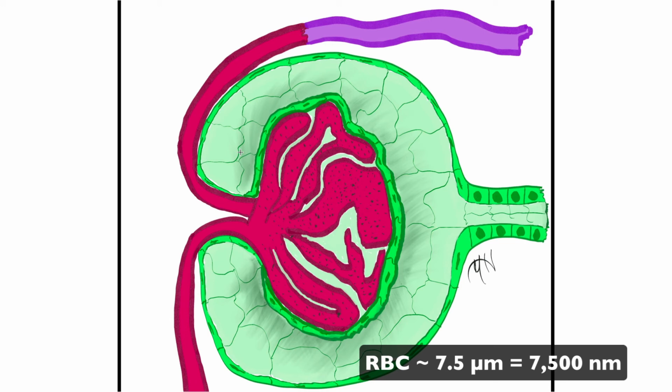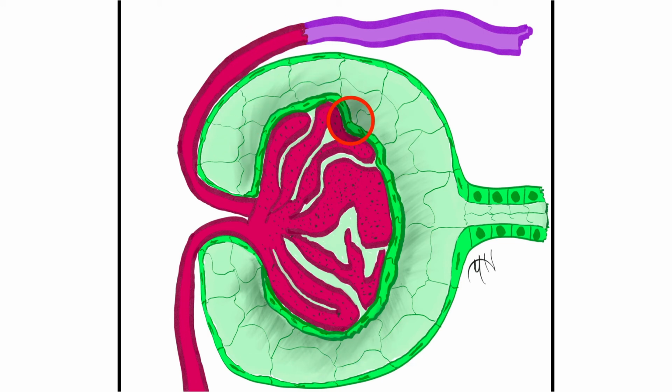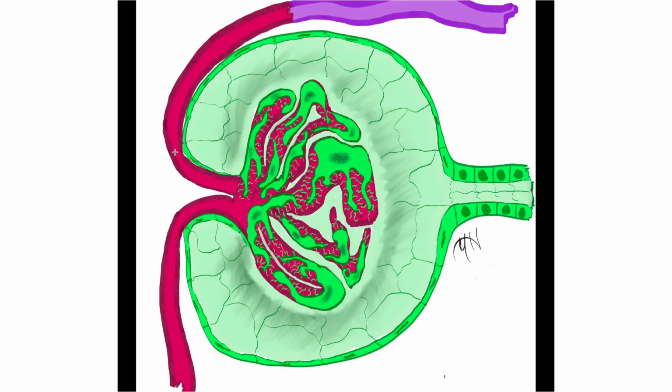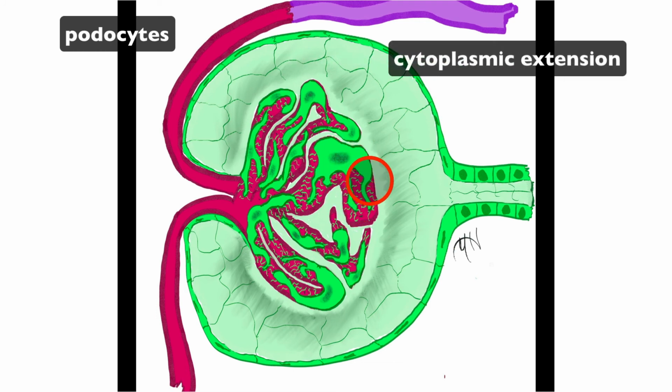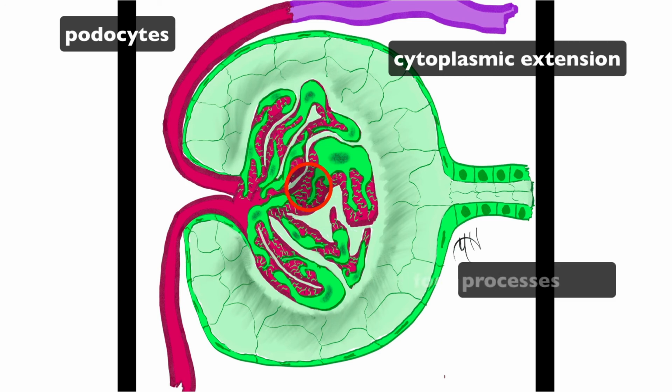So like I said, this visceral layer doesn't really look like this. So we're going to take a look at a different representation of this to get a better perspective. Okay, so here we have the visceral layer, and the specialized epithelial cells are known as podocytes. So each one of these, we can see the nuclei in the center of these, are the podocytes. The podocytes have these cytoplasmic extensions that radiate out from the main cell body.